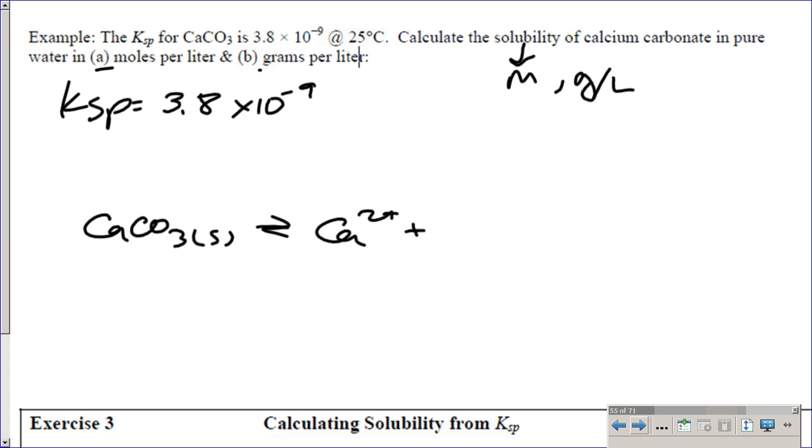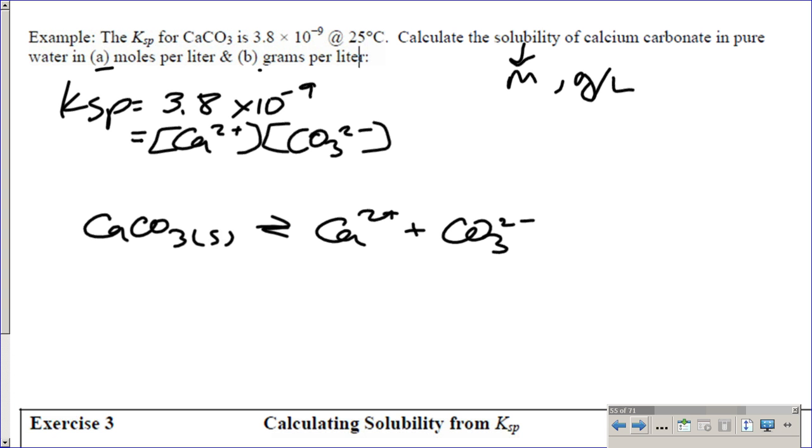And carbonate, okay? And then those would be inside of your Ksp expression. So calcium 2 plus times carbonate. So far these have all been 1:1:1 ratios.